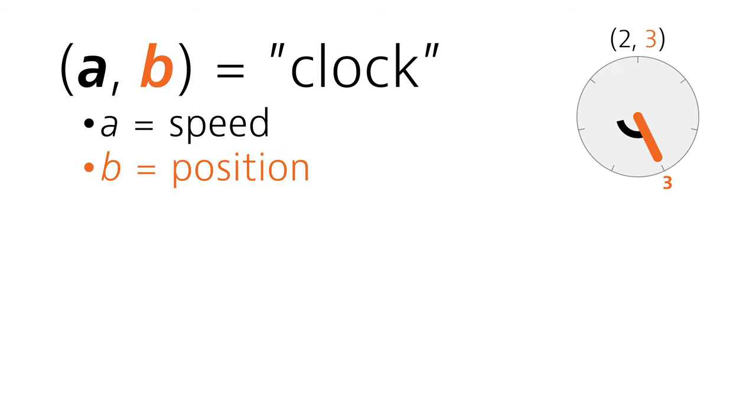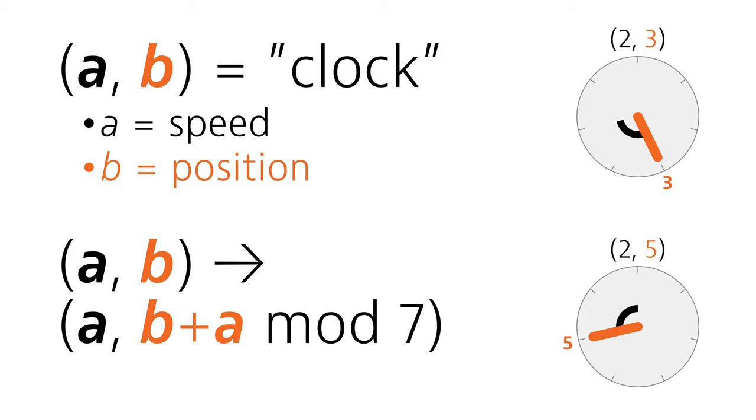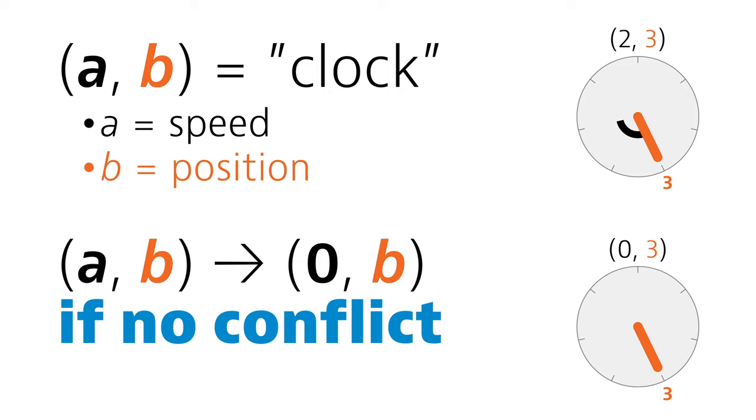It's best to visualize nodes as clocks with one hand. Value A, B means that the hand is moving at speed A, and it is currently in position B. So in each step, we change A, B to A, B plus A modulo 7. And the algorithm is really simple. You stop the clock when you can do it in a conflict-free manner. You just switch from A, B to 0, B whenever this is safe, when no neighbor is in position B.